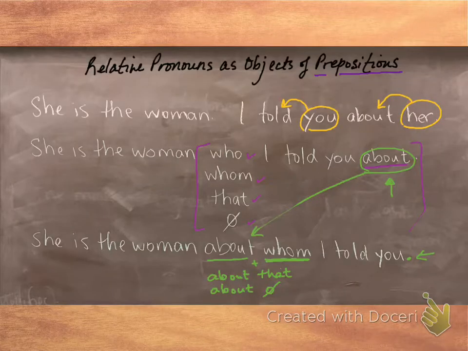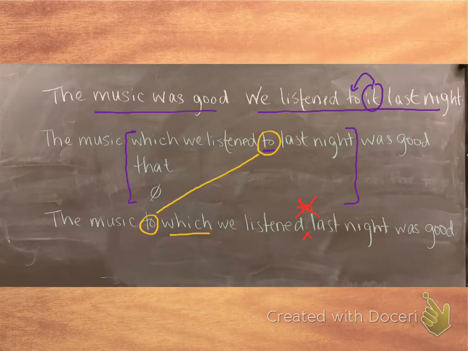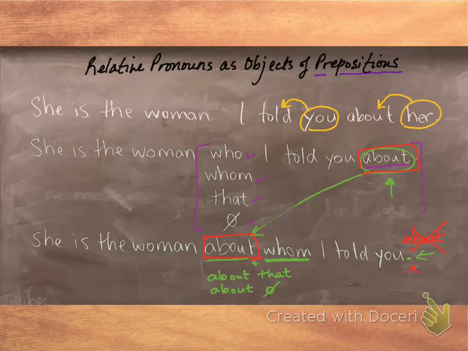Same thing if we hop back here. She is the woman about whom I told you about. If we have the word about twice in this sentence, then it's incorrect. So you need to make a choice. Do you want to have it here, or do you want to have it here? Do you want to have it after the verb, or do you want to have it in front of the relative pronoun? So these ones are relative pronouns as the objects of prepositions.